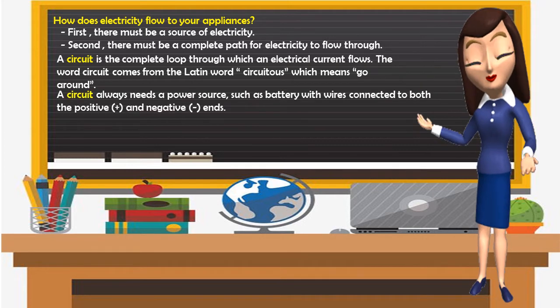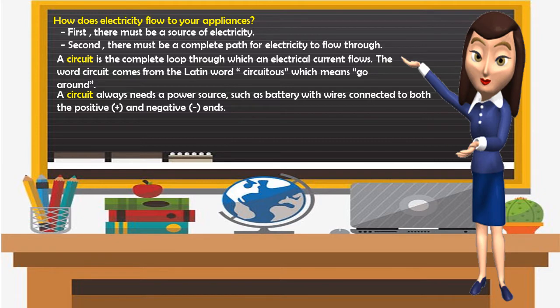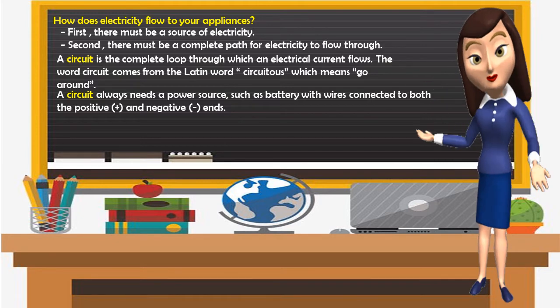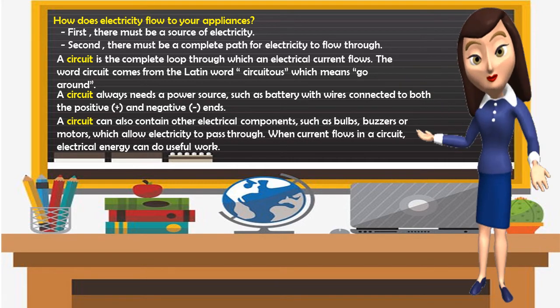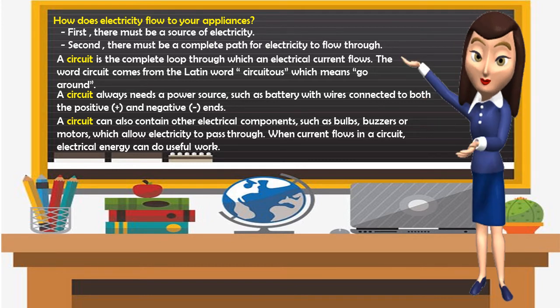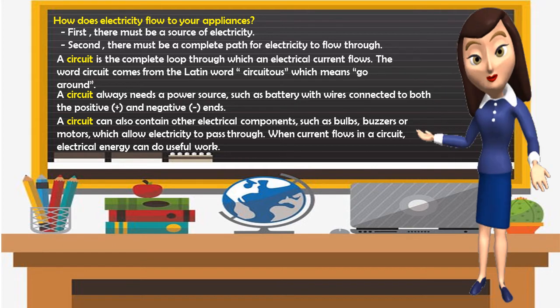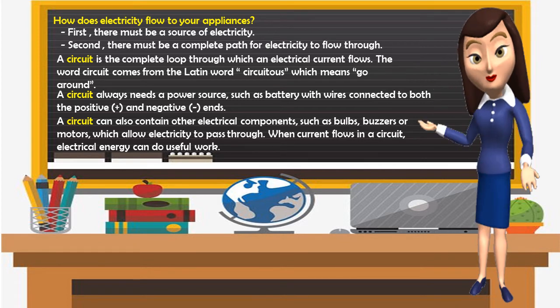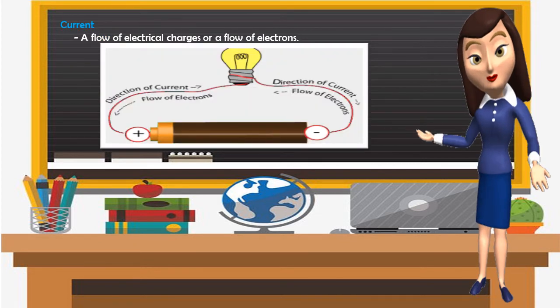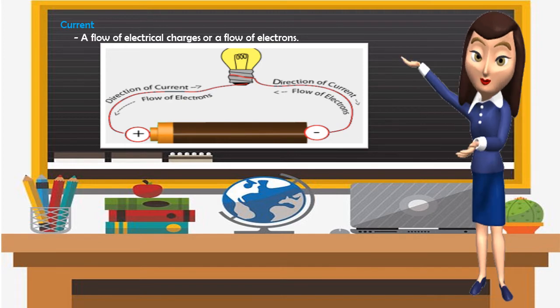A circuit always needs a power source, such as a battery with wires connected to both the positive and negative ends. A circuit can also contain other electrical components such as bulbs, buzzers, or motors, which allow electricity to pass through. When current flows in a circuit, electrical energy can do useful work. Current means a flow of electrical charges or a flow of electrons.